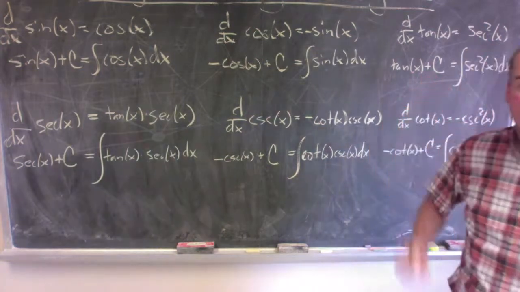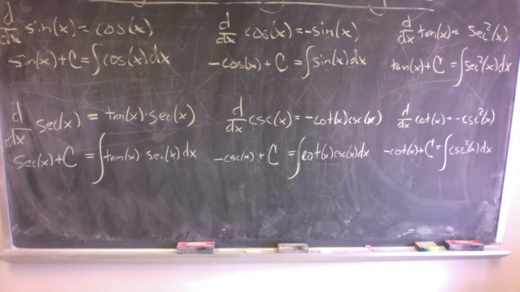However, the other ones are a little bit more tricky. So remember the tangent, its derivative is secant squared. The secant, its derivative is tangent times secant. The cosecant and cotangent are similar to the tangent and secant, except we get a negative sign in front, very similar to how the sine and cosine work.